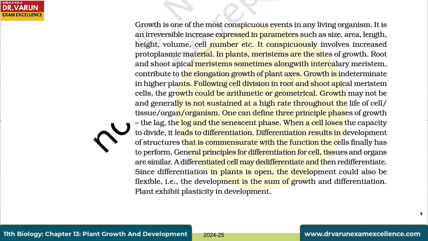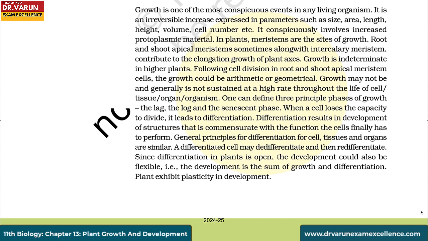Growth is indeterminate in higher plants. Following cell division in root and shoot apical meristem cells, the growth could be arithmetic or geometrical. Growth may not be, and generally is not, sustained at a high rate throughout the life of a cell or tissue or organ or organism. One can define three principal phases of growth: the lag, the log, and the senescent phase.